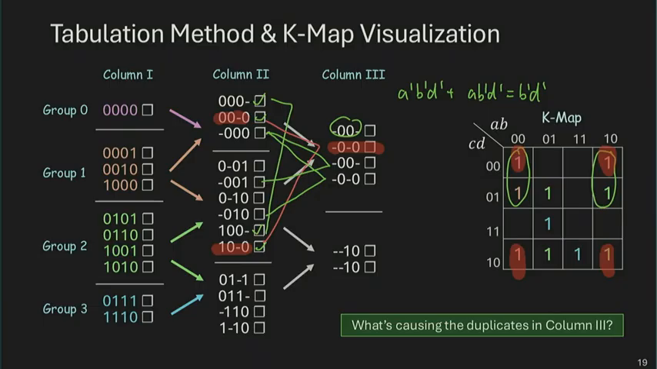But as you can see, if you look at column 3, within the first group in column 3, we have some duplicate elements. We have that dash 00 dash appearing twice. Any idea why it's appearing twice? Yes, Eric. Exactly. You can use two pairs of two minterm implicants to construct a four minterm implicant.